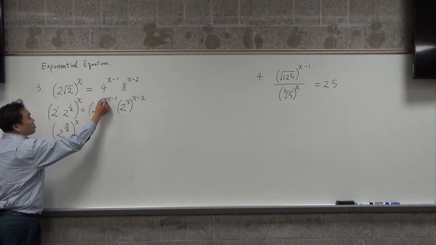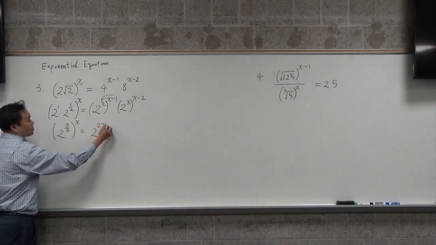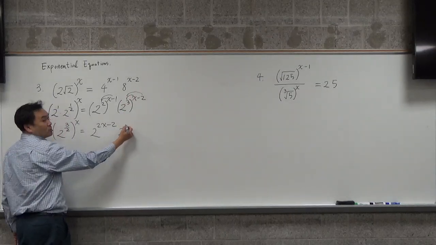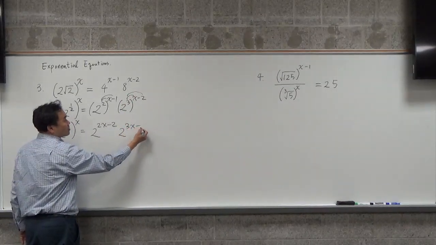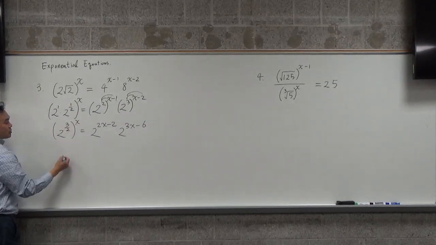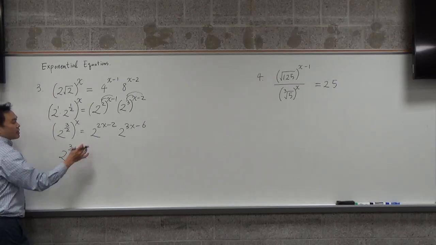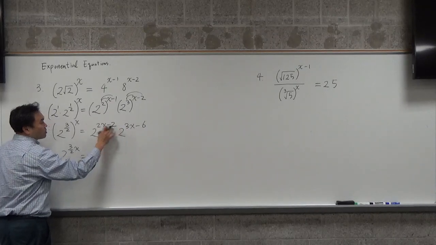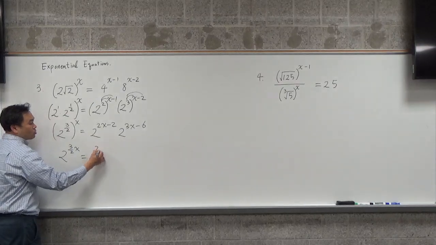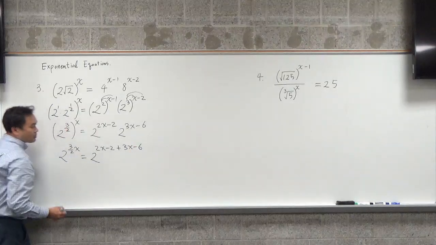And then this one, when you multiply 2 to both of them, what do you get? 2 to the 2x minus 2. And what about this one? 2 to the 3x minus 6. Okay. And these two multiply, so you have 2 to the 3 over 2 times x. And now if you have the same 2, the exponents add up, right? The exponents add up, so that gives you 2x minus 2 plus 3x minus 6.